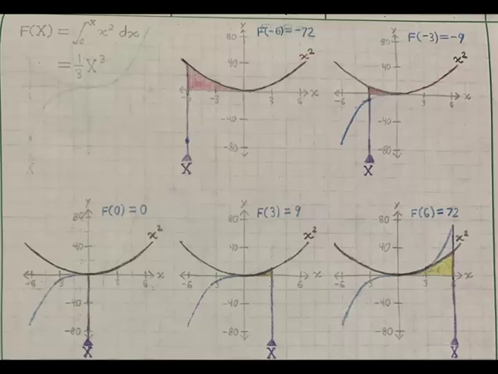When big X equals 0, the area under the curve is 0, so big F of 0 equals 0. Then, if we just keep increasing big X, the increase in big F of big X will speed up again. Just as 2 more examples, here's big F of 3 equals 9, and here's big F of 6 equals 72.